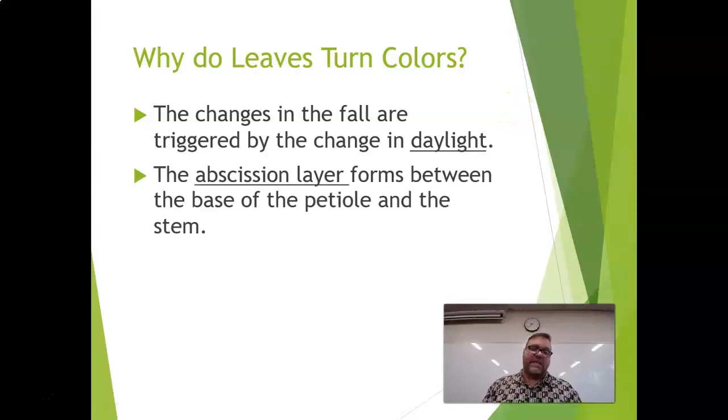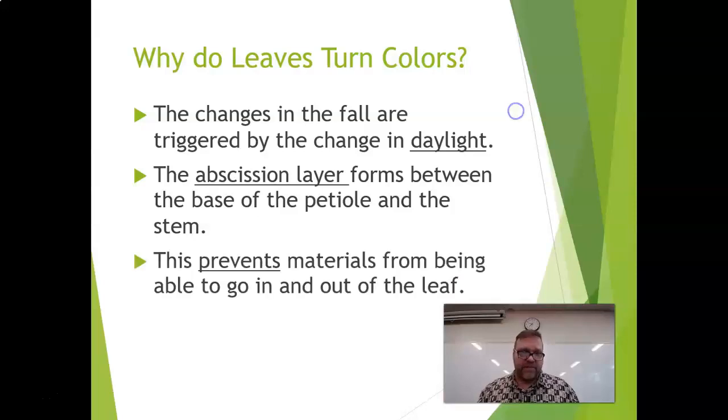What happens is an abscission layer forms between the base of the petiole and the stem. This is like a cutoff point. It stops everything from going back and forth. It's like closing the door, saying nothing can get through anymore from the petiole to the stem. What happens is it prevents materials from being able to go in and go out of the leaf. So the leaf is no longer getting nutrients, and the leaf is no longer shipping nutrients out. So it's kind of stuck.